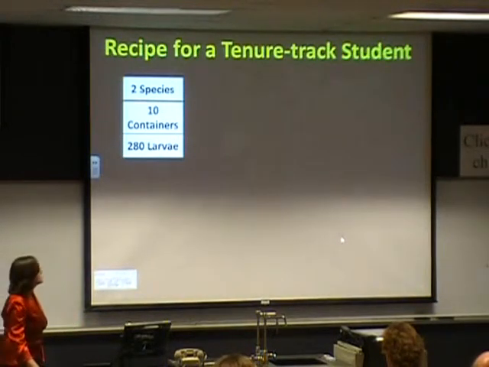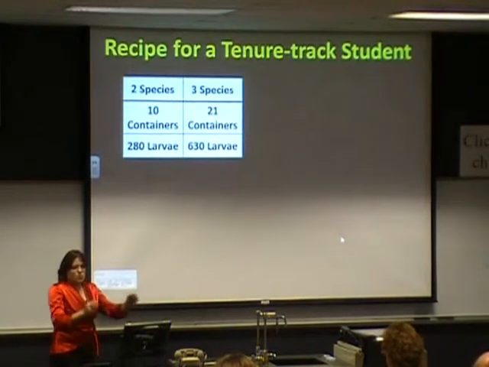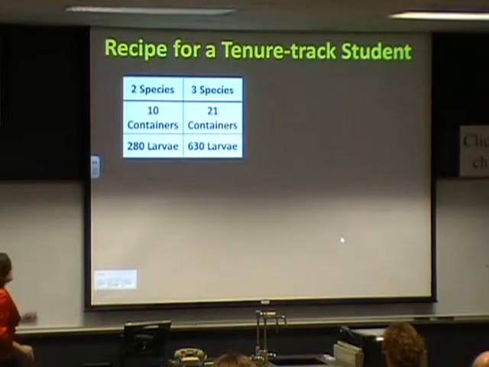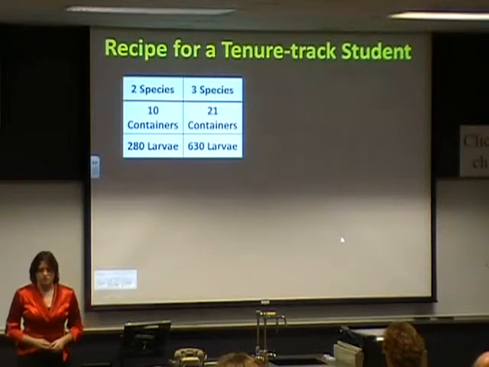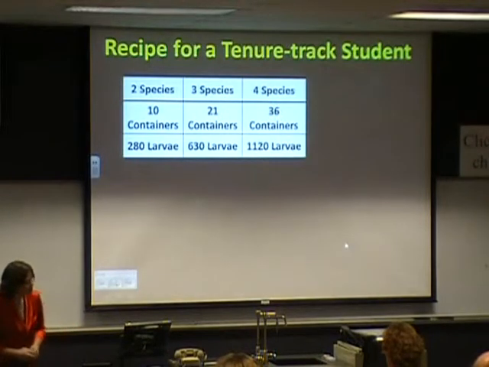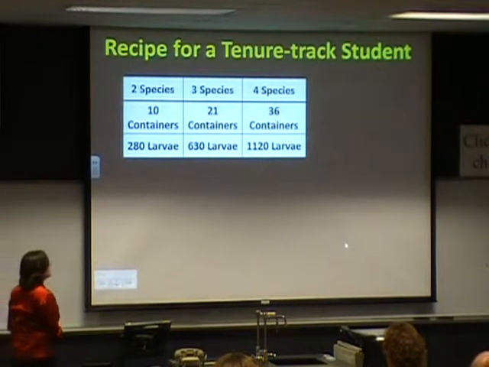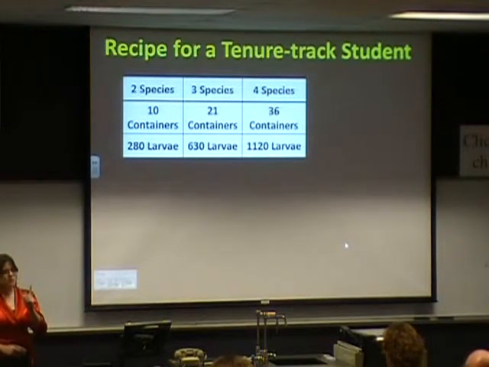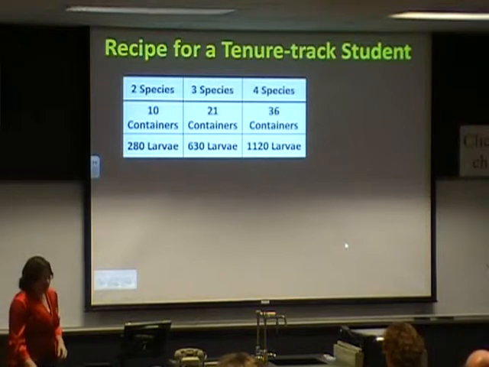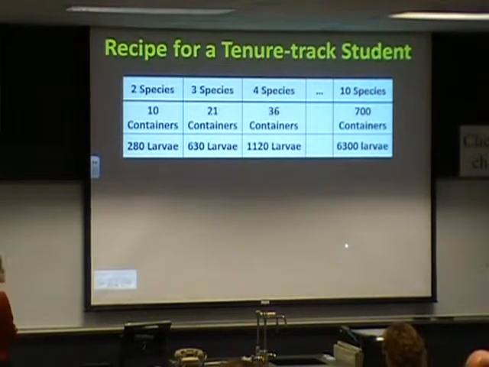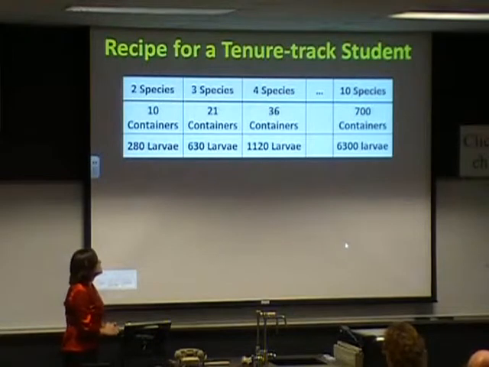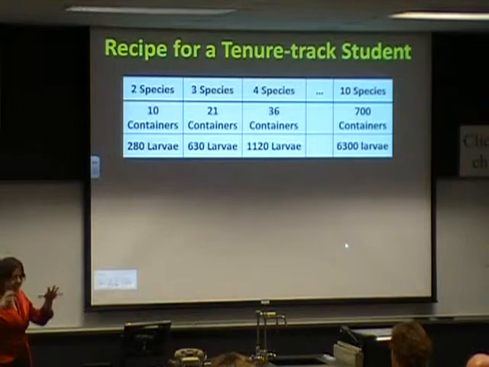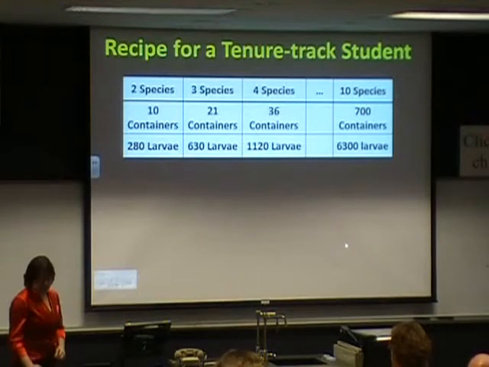Not so bad. If you're looking at 3 species and you want to test all the possible pairwise combinations of those 3 species, you now need 21 containers and over 600 larvae, getting a little dicey. If you go up to 4 species, you now need 36 containers and over 1,000 larvae for one replicate, mind you, and you have to run multiple replicates in this experiment. And if I decided to test most of my community, as I had hoped to do, I would have needed 700 containers and over 6,000 larvae just to test a single replicate using the response surface design.